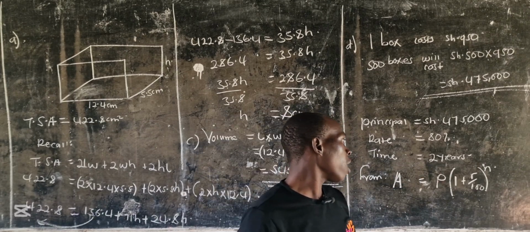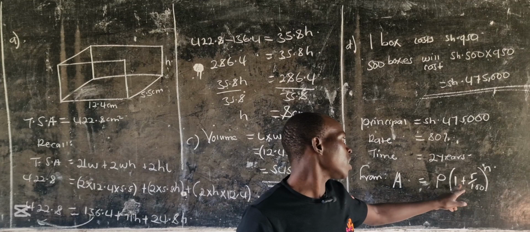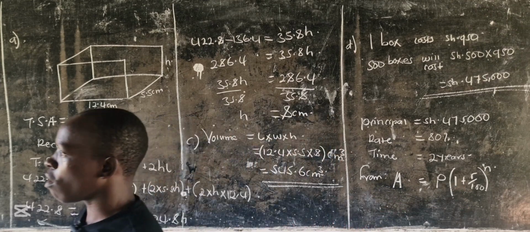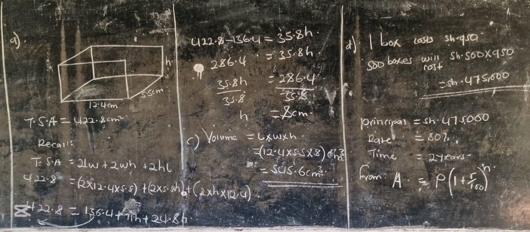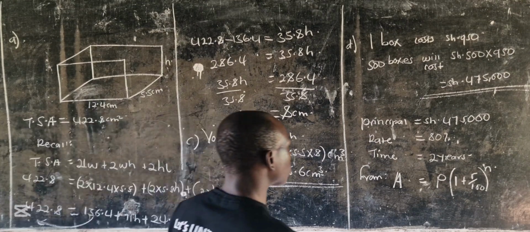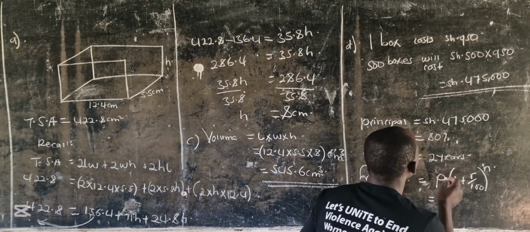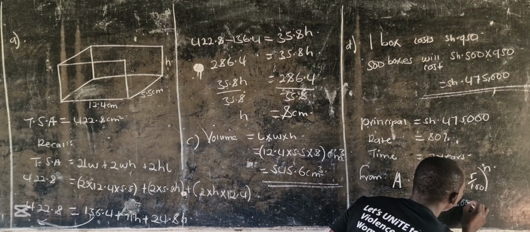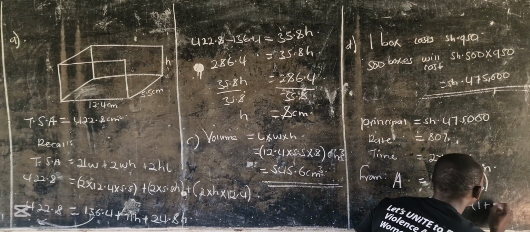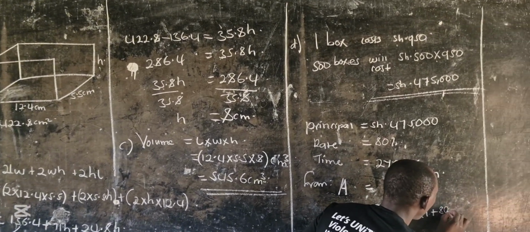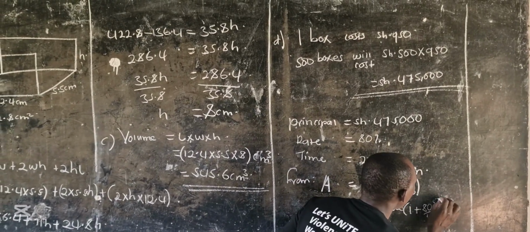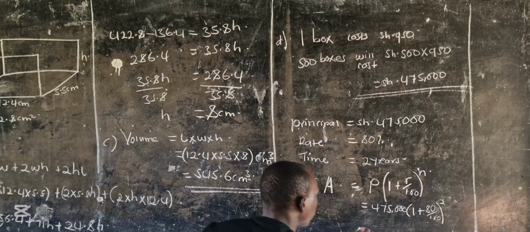Now, if it is depreciation, then here it is a minus. It will become 1 minus R over 100, to the power N. But since it is appreciation, we shall have a plus. So let us feed in this information and see. The principal is 475,000 times 1 plus R, which is 80 over 100, to the power N, but our N is 2.